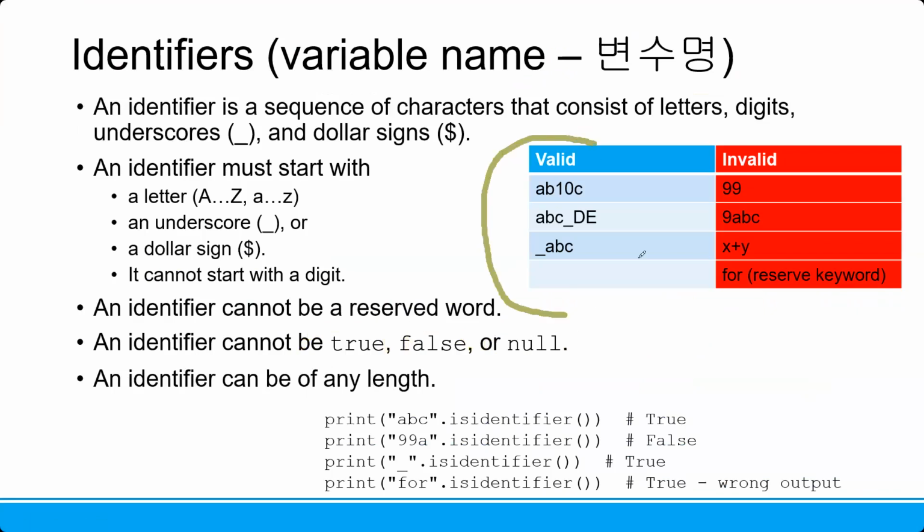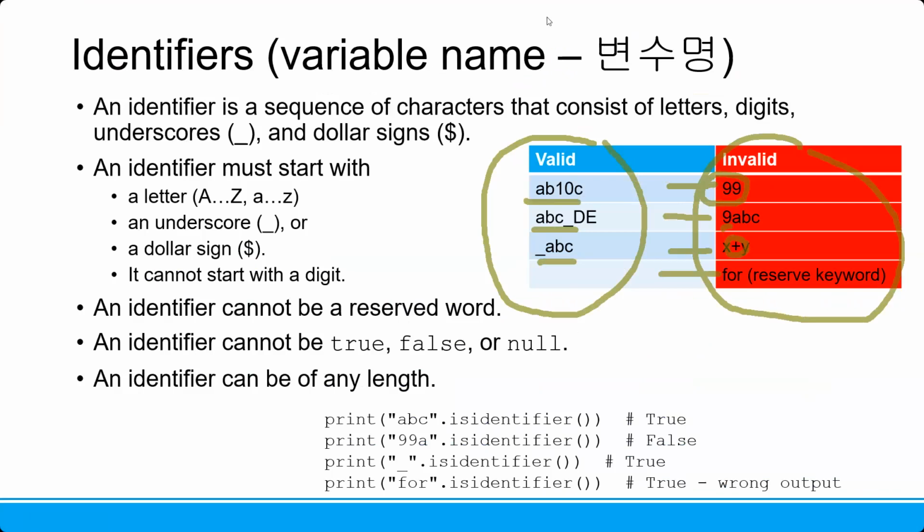This is an example. This is a valid identifier. This is an invalid identifier. So do you know why it is invalid? It started with numbers. Okay. What about this? It is also started with numbers. What about this? This includes the symbol plus. So you cannot use any symbol for the variable name.